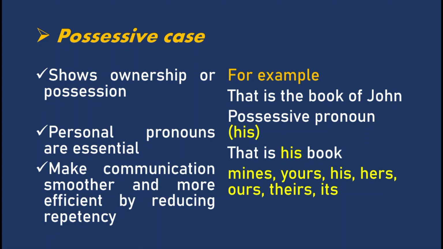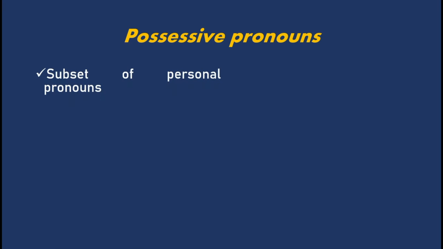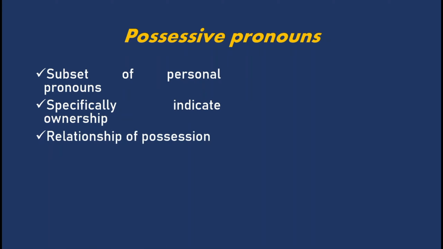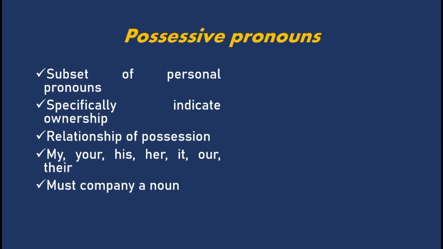Imagine how awkward it would be if we had to keep repeating the name of every person or object in every sentence. The next type of pronoun that we are going to discuss is possessive pronouns. Possessive pronouns are a subset of personal pronouns that specifically indicate ownership or a relationship of possession. Unlike possessive adjectives my, your, his, her, it, our, their, which must accompany a noun, possessive pronouns can stand alone.